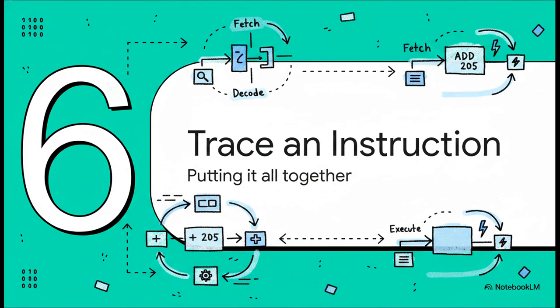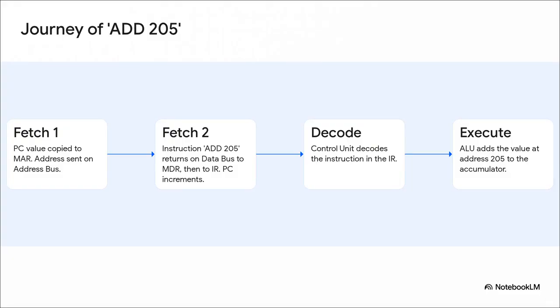Okay, let's put it all together now. We're going to follow one single, simple instruction, add 205, on its complete journey through the entire cycle. Let's see it in action. All right, here's the play-by-play. First up, fetch. The program counter's value goes to the MAR, and that address is sent to memory. The instruction, our add 205, comes flying back on the data bus, lands in the IR, and the PC clicks over to the next number.